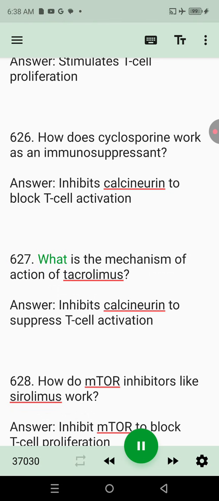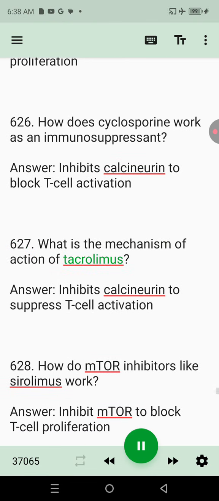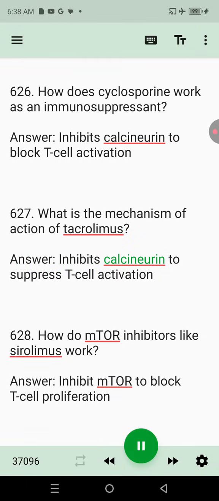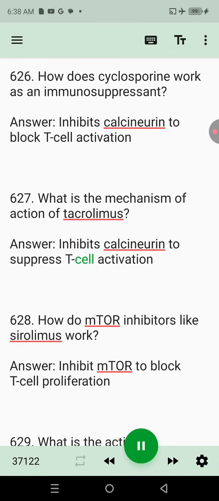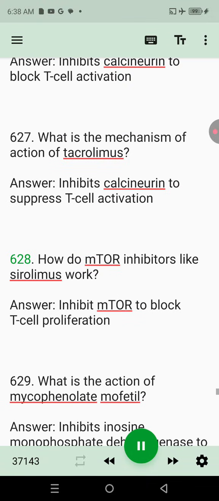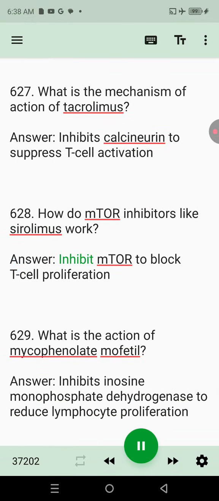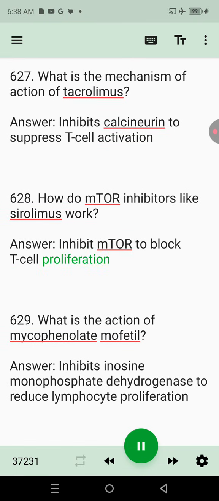627. What is the mechanism of action of tacrolimus? Answer. Inhibits calcineurin to suppress T-cell activation. 628. How do mTOR inhibitors like sirolimus work? Answer. Inhibit mTOR to block T-cell proliferation.